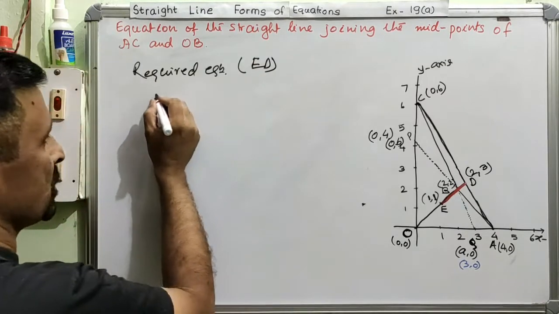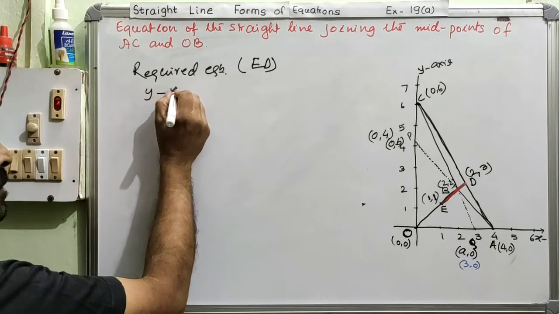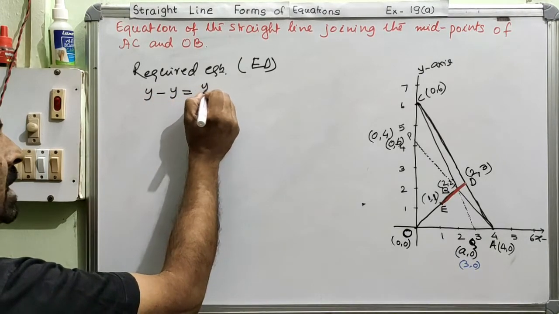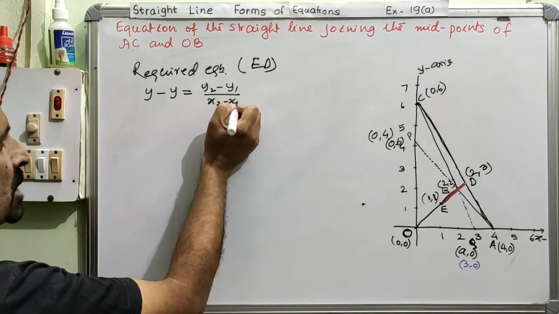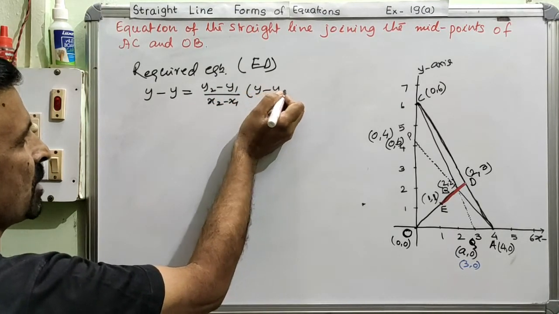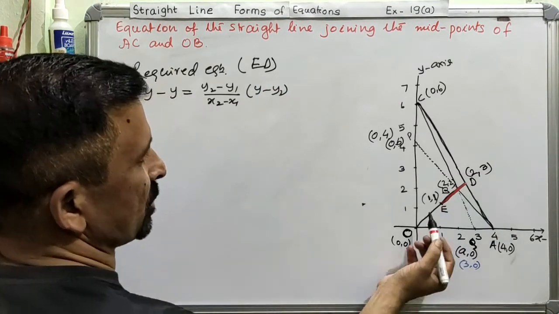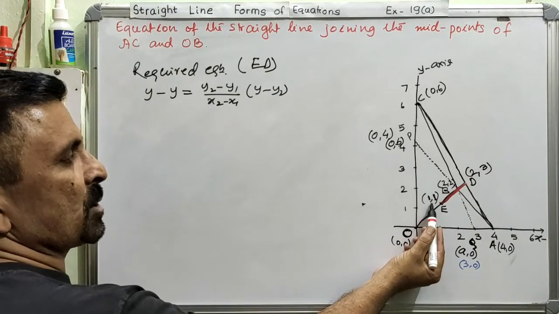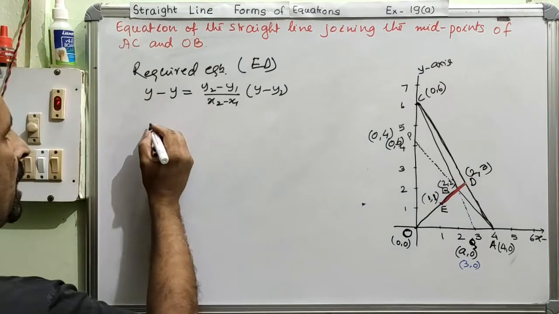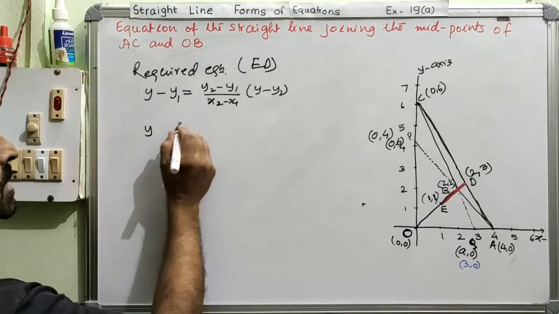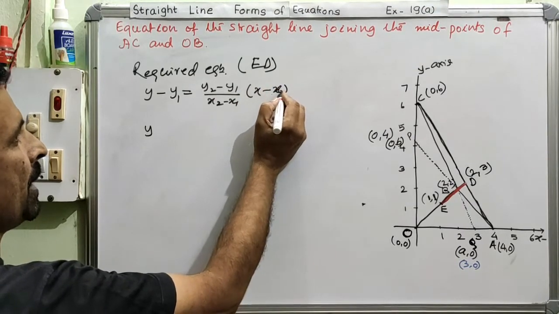Clear? So using the formula, the 2-point formula is y minus y1 is equal to y2 minus y1 divided by x2 minus x1 into x minus x1. This is your 2-point formula. We can mark one of these as x1 y1 and this as x2 y2. So please remember, we are going to assume this 1 1 as x1 y1 and this as x2 y2.